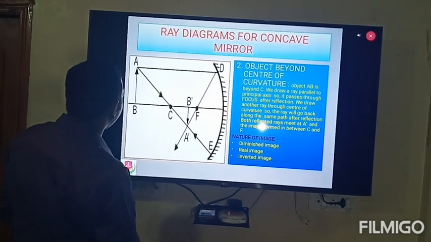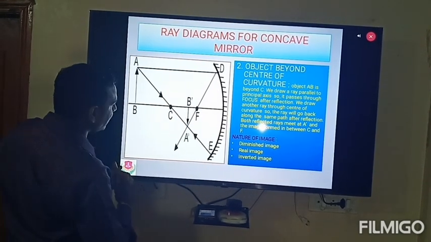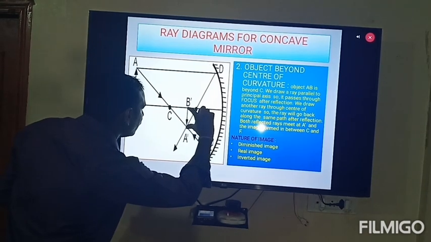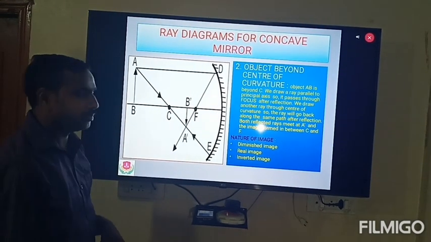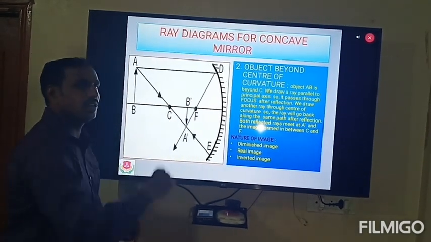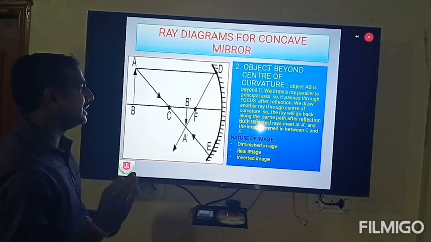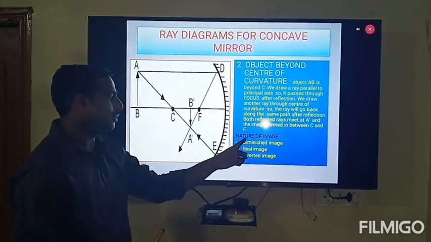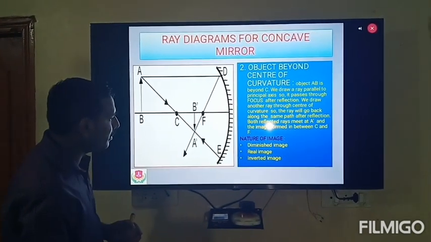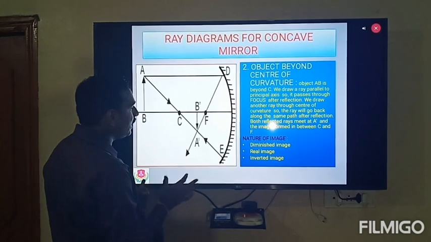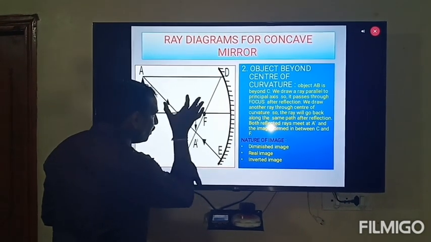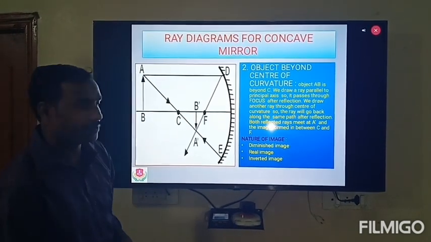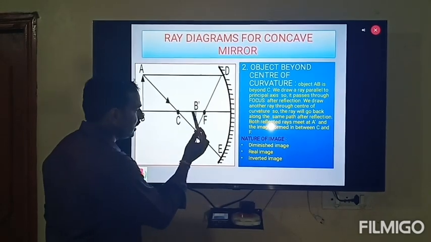If we see, the object size is not equal to the image size, means we are getting a smaller image, that we call a diminished image. Nature of image, the first is a diminished image. And where is this diminished image found? The place of the image is in between C and F.